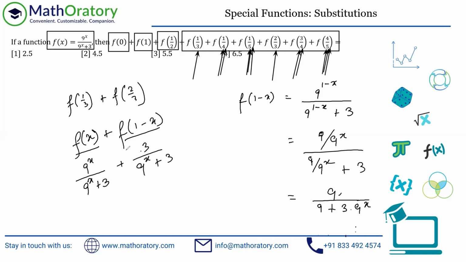So what you have is same thing in the numerator, right? It will come out to be 9 to the power x plus 3. So this is basically 1. So these two will always add up to 1, irrespective of x, right? That is what we have now obtained. Let me take these things off.